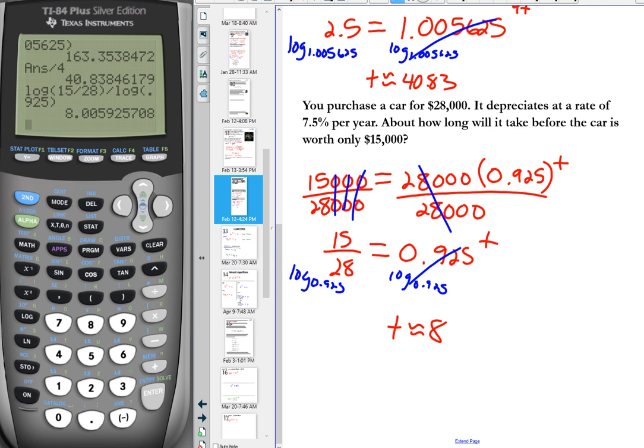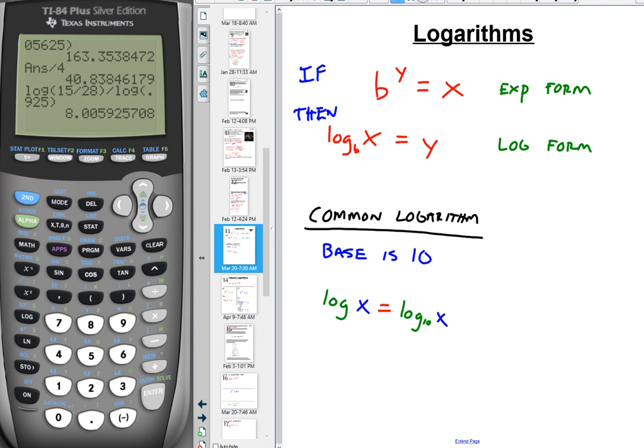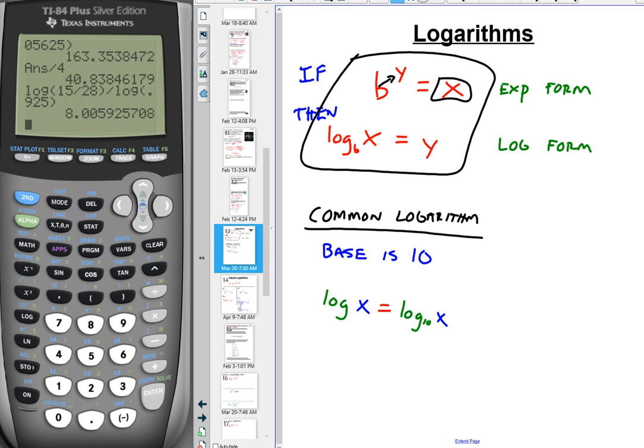All right, so just real quick, this is what begins our introduction to logarithms, right? When you start learning about logs, this is the first thing you learn. If you have an equation in exponential form, some base to a power is equal to something else, I can rewrite that in logarithmic form if I make the base of the log match the base of the exponent. And then you can really just switch the x and the y.